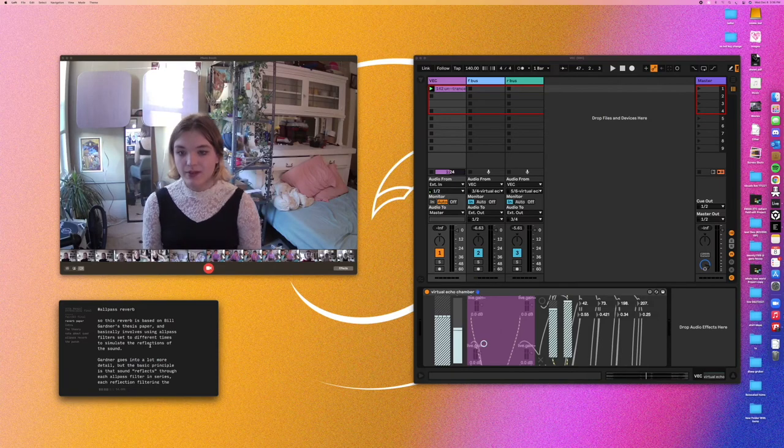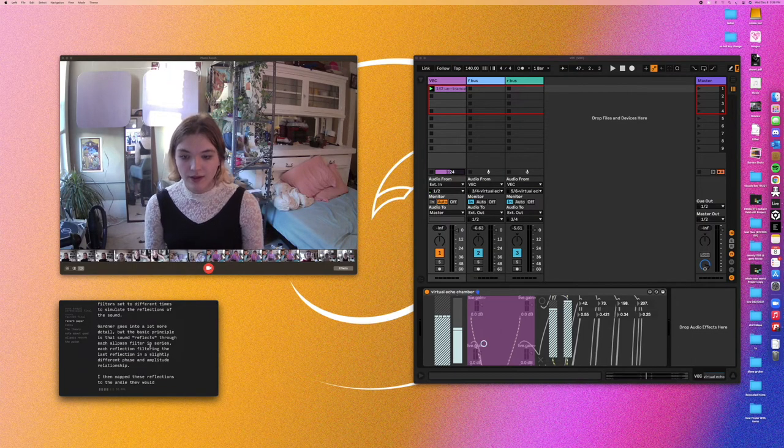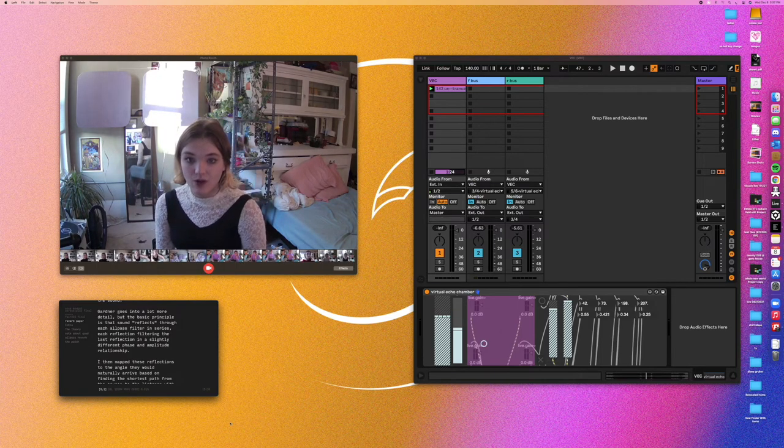This reverb is based on Bill Gardner's thesis paper, and it basically involves using all-pass filters to simulate the different reflections of the sound. Gardner goes into a lot more detail, but the basic principle is that the sound reflects through each all-pass filter in series, each reflection filtering the last reflection in a slightly different phase-amplitude relationship.